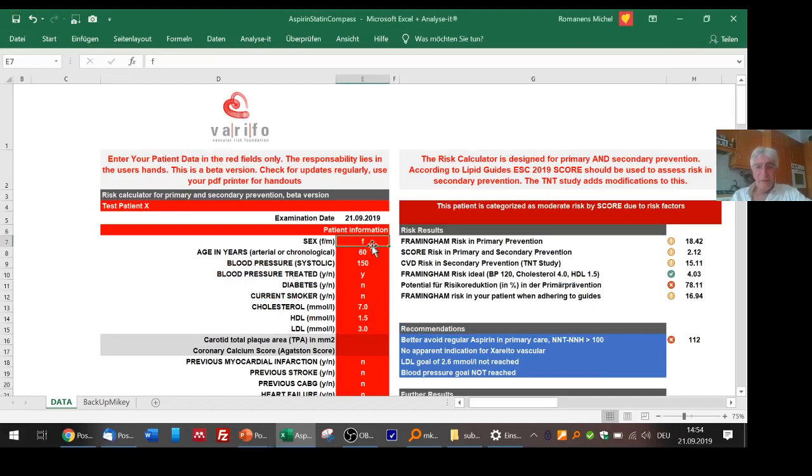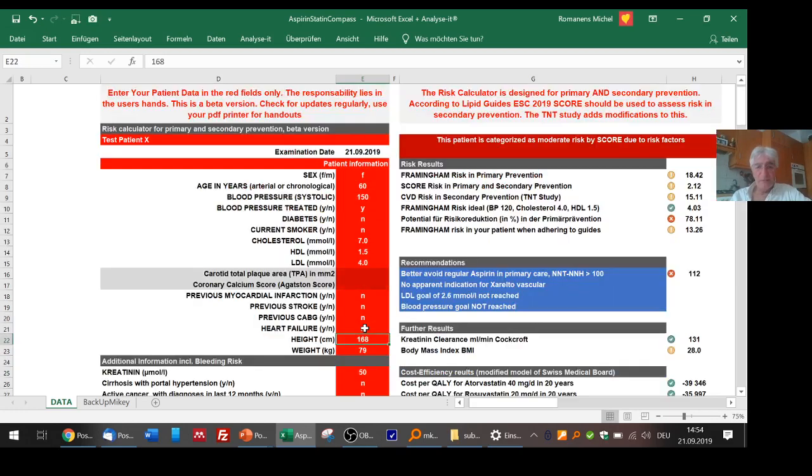Here we start with a female. She is 60 years old. Her blood pressure is 150. The blood pressure is treated. She has no diabetes, and the cholesterol is 7, and the LDL, let's say 4, and the HDL is 1.5. Atherosclerosis was not measured.